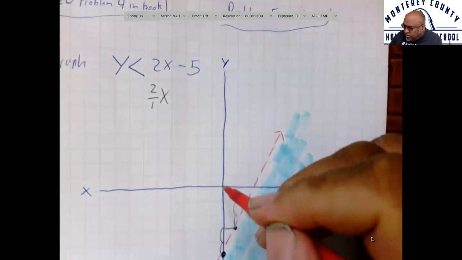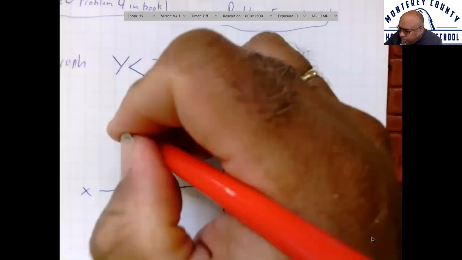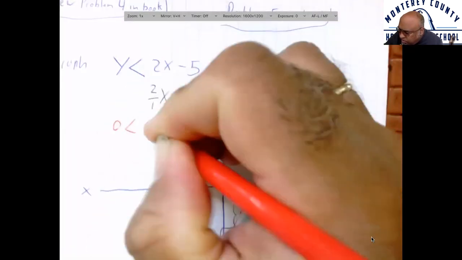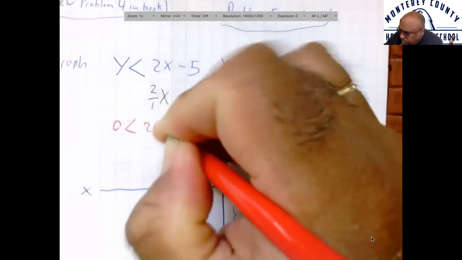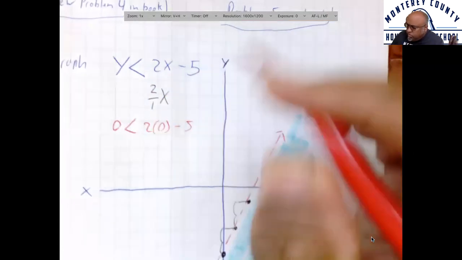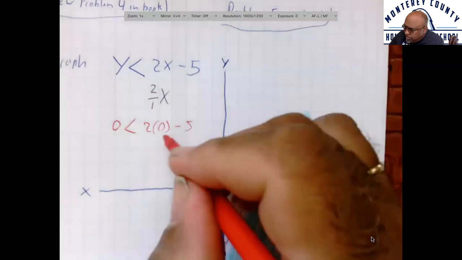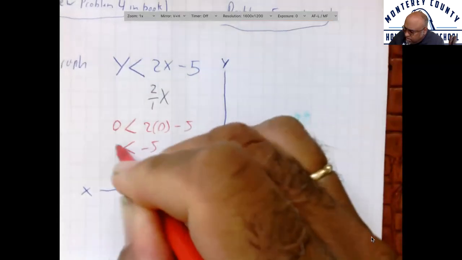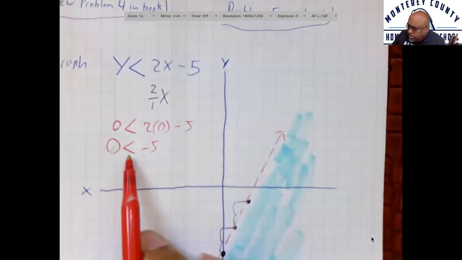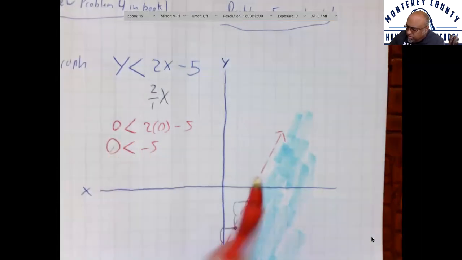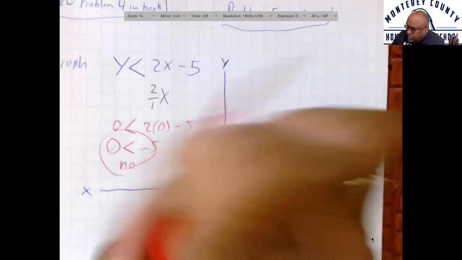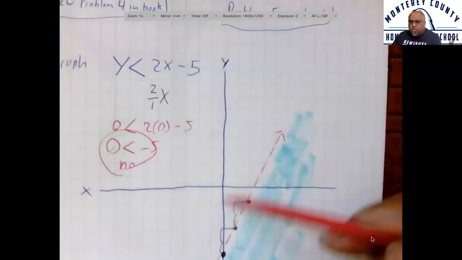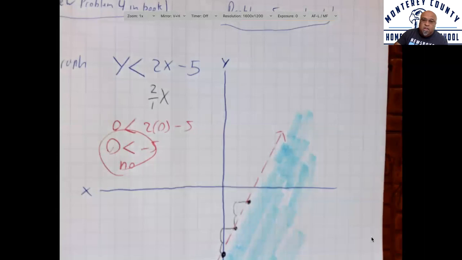So the point 0, 0 is right here in the middle. I'm going to substitute 0 in for x and y. 2 times 0 is 0. 0 minus 5 would be -5. Is 0 less than -5? The answer is no. So we can say I did not shade the side that has 0, 0 in it. So good, we've tested it, checked it, and finished it.